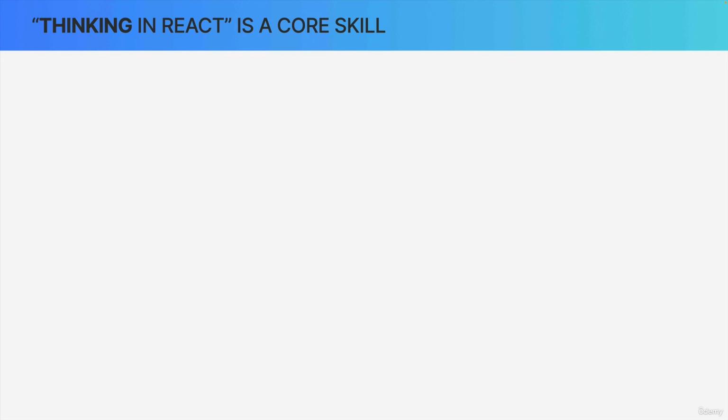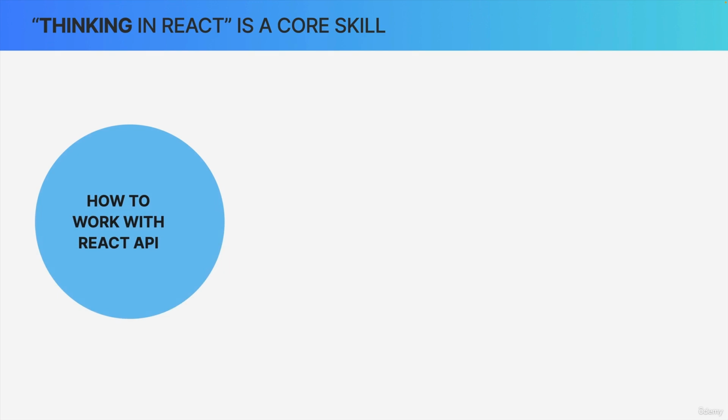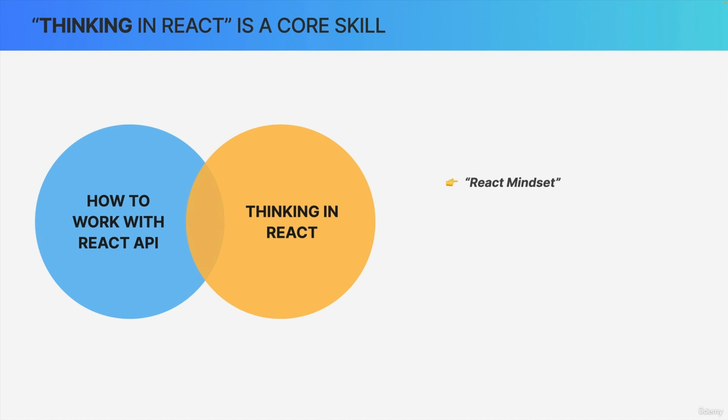So to build React apps, you not only need to learn how to work with the React API in practice, like with all the different functions like useState, but you also need to be able to think in React. So you need to basically enter the React mindset. Now, once you have both of these skills, you will have mastered React and you will be well on your way to building professional React applications.